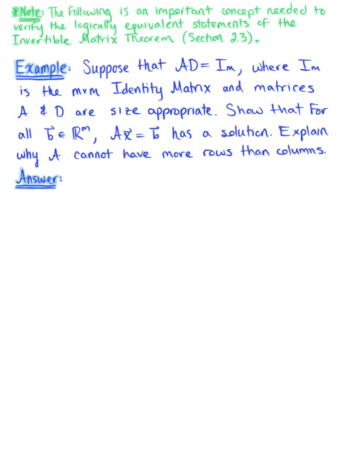So here we go. We want to suppose that matrix A times matrix D equals the M by M identity matrix, where both A and D are size-appropriate matrices. Now, in this question, we are asked to show that for every vector B in Rm, the non-homogeneous equation, matrix A times vector X equals vector B, has a solution. We'll then want to use this to explain why matrix A cannot have more rows than columns.